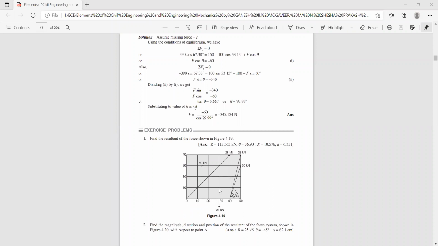Before that, we have one more force here, 25 kilonewton. So if you rewrite the equation, sigma M A is equal to 50 into 30 plus, this 25 kilonewton force is also creating a clockwise moment about this point, and the perpendicular distance is 30. So sigma M A is equal to 50 into 30 plus 25 into 30 minus 50 sine theta 2 into 40. It creates an anti-clockwise moment. And again for this 28 kilonewton force, its x component is 28 cos theta 3.